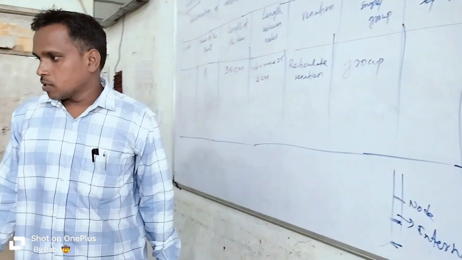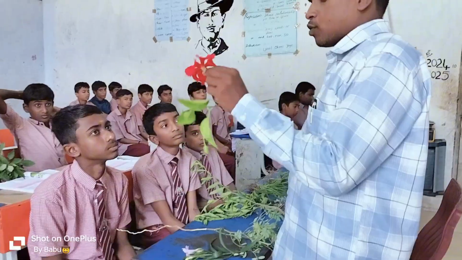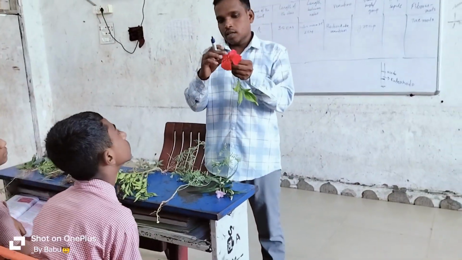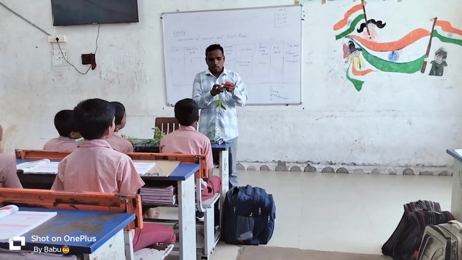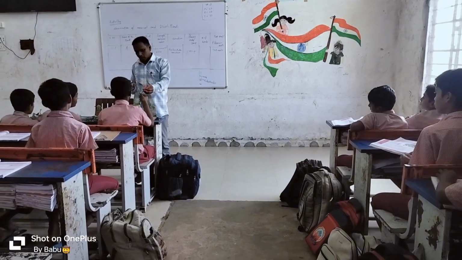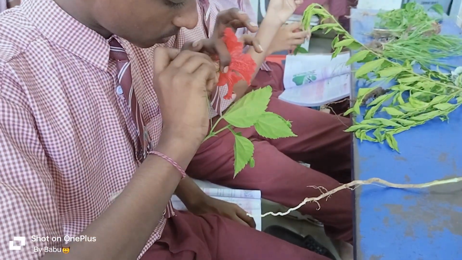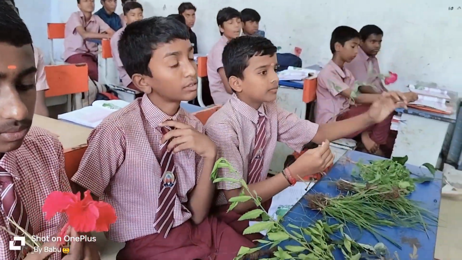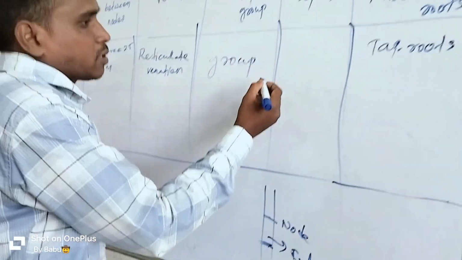Number of sepals. See, the parts of the flower. The colored parts are called petals. But the greenish parts below the petals are called sepals. Now you can count how many sepals are there in this plant. Five. Okay, in that plant we are seeing 5 sepals. Number of sepals is 5.